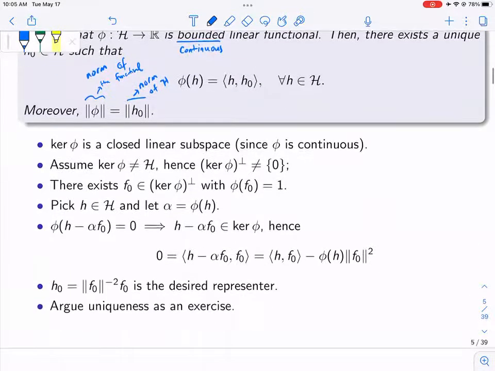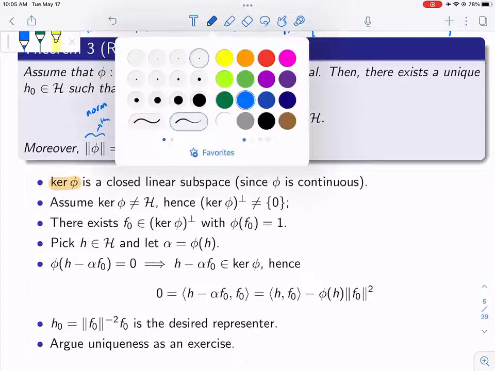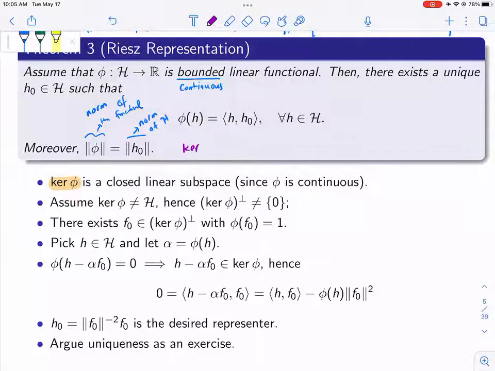Okay, so let me just give you the proof. The proof is simple. So the first thing to note is the kernel of phi. How is the kernel defined? Yeah, all the H's in H such that phi of H is 0. So the first thing is that this is a linear subspace. The fact that it's linear is simple. It's also closed. Why is it closed?